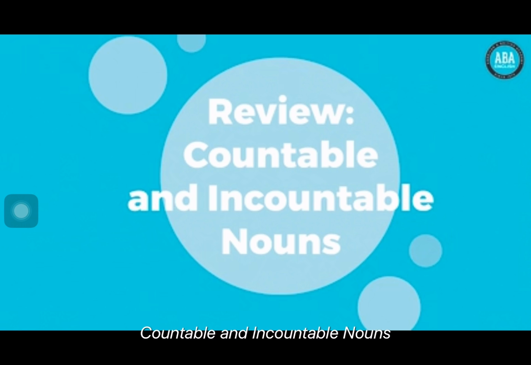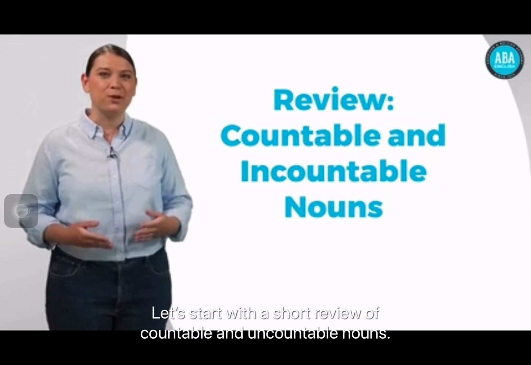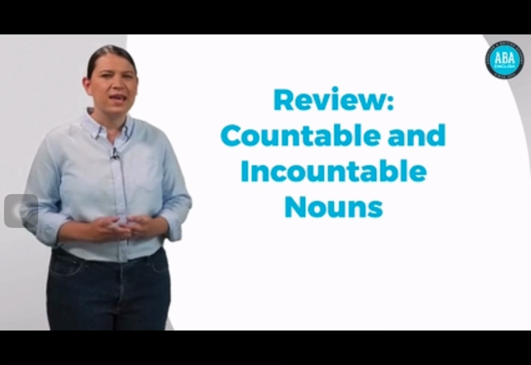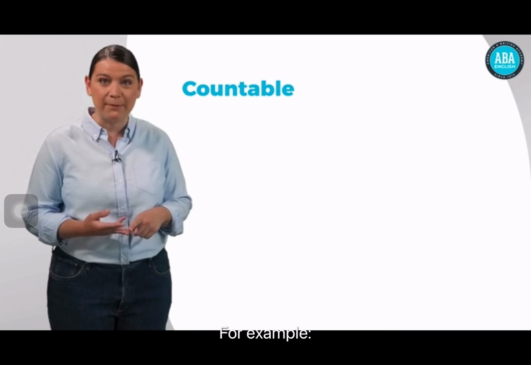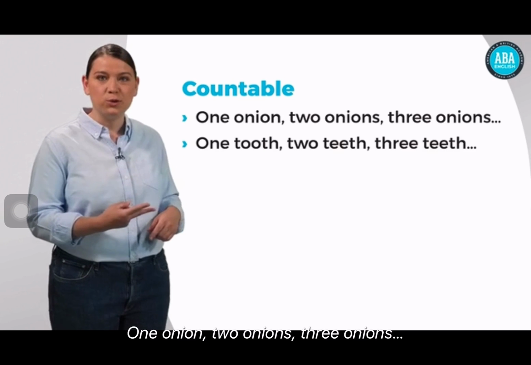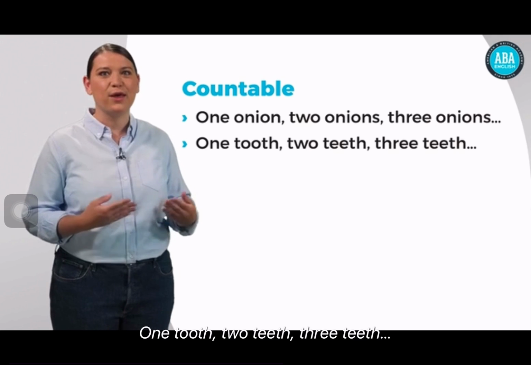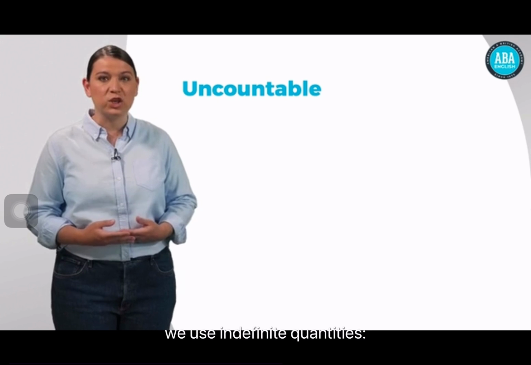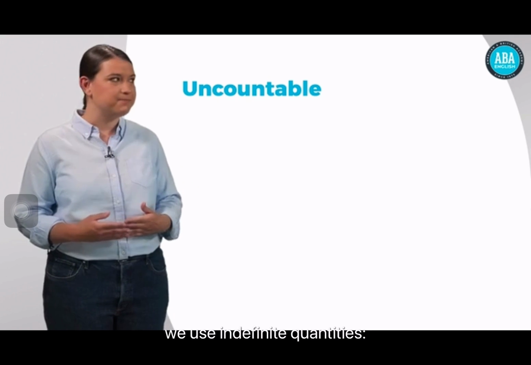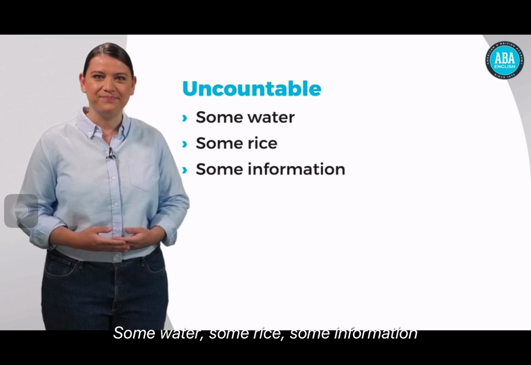Countable and uncountable nouns. Let's start with a short review of countable and uncountable nouns. Countable nouns are things that you can count on your fingers. For example, 1 onion, 2 onions, 3 onions. 1 tooth, 2 teeth, 3 teeth. With uncountable nouns, on the other hand, we use indefinite quantities. Some water, some rice, some information.